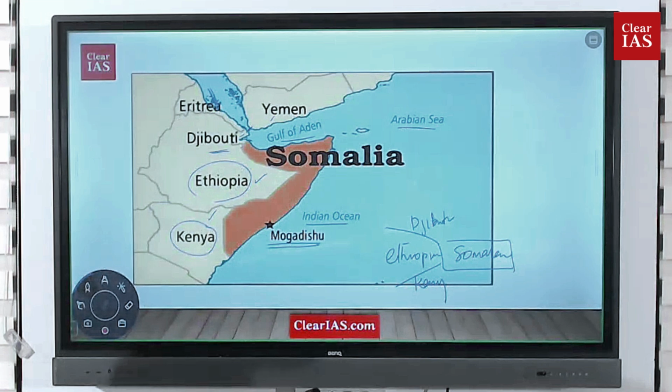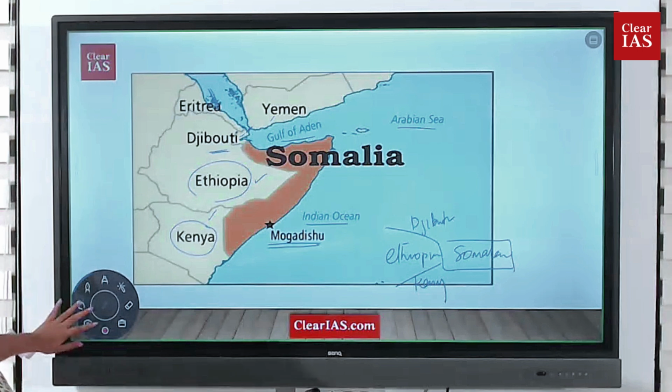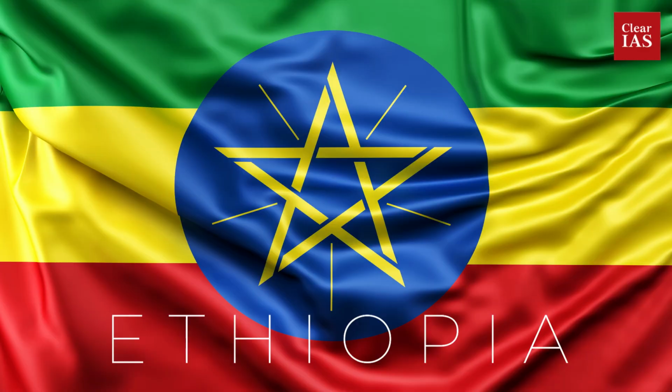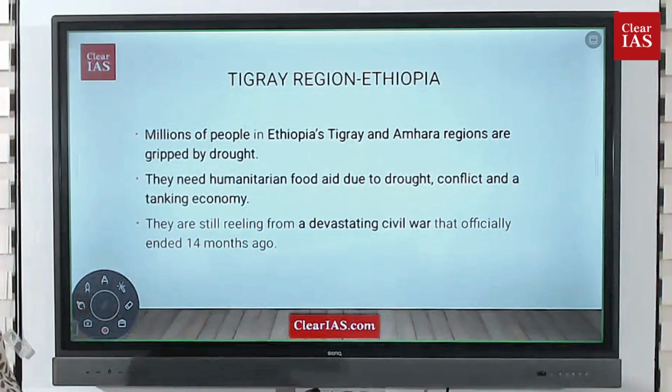Why is Somalia in news? Somalia is in news because of the hunger crisis happening there. Even Kenya is in news because of that. Ethiopia is in news because of the same reason. Now we'll see another region, the Tigray region. Tigray is a very famous region of Ethiopia. UPSC has already asked about the Tigray region once. So this region belongs to Ethiopia.